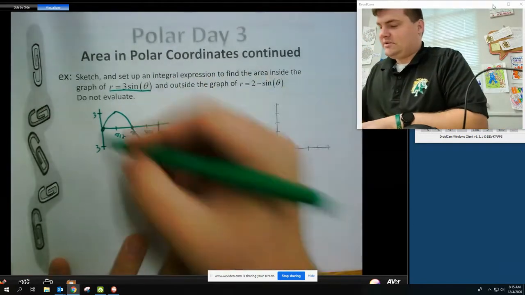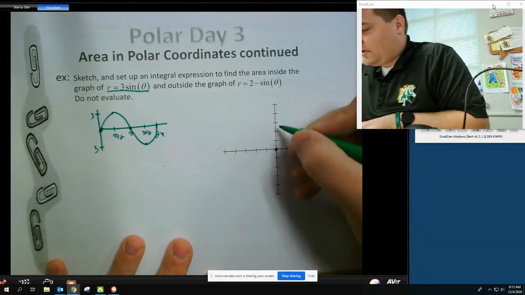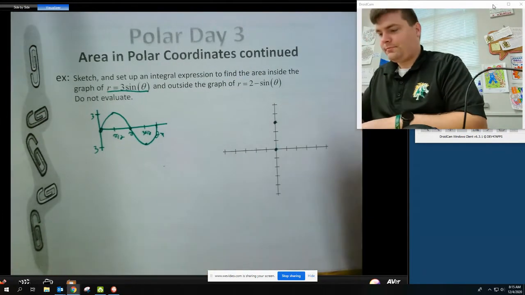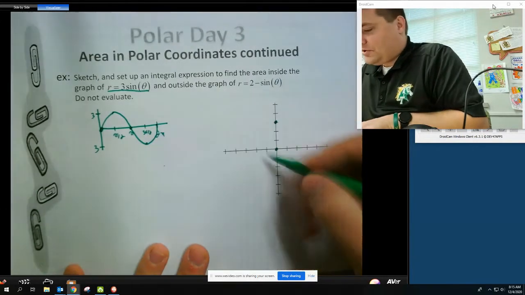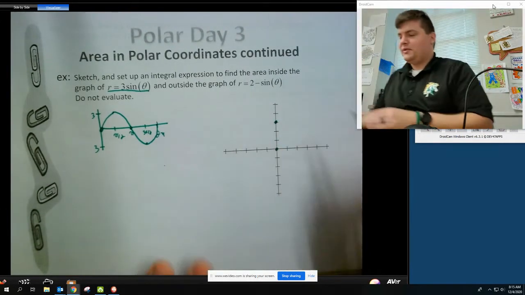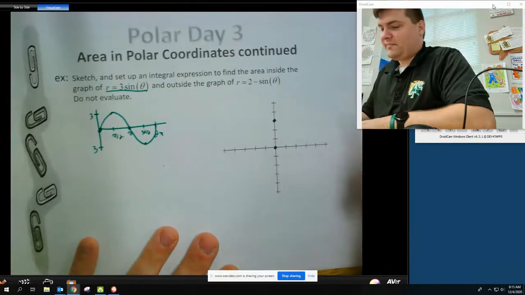Okay, so at 0, we're at 0. At pi over 2, we are at 3. 1, 2, 3. At pi, we're at 0, and at 3 pi over 2, we're at -3. So we're back over here. So what this is actually telling me is from 0 to 2 pi, it's going to repeat itself.